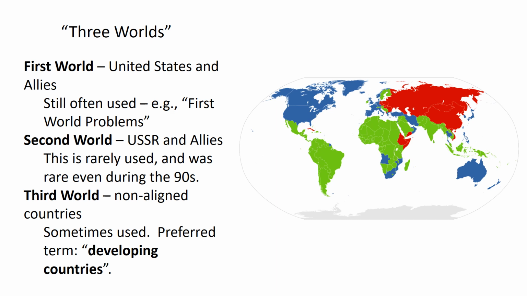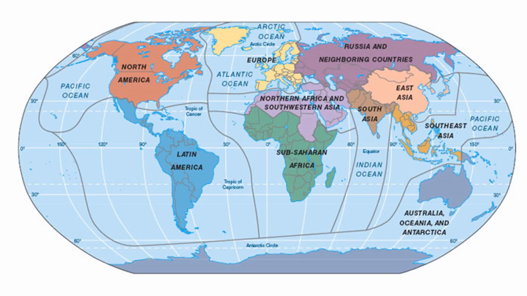I grew up on this three worlds theory. First world is the United States and its allies. The second world was the USSR and allies. It's actually kind of interesting because these days, since the fall of the Soviet Union, people don't even really remember what the second world is anyway. They use first world, they use third world sometimes, but they hardly ever use second world, which is fascinating.